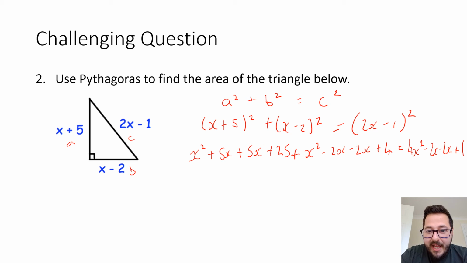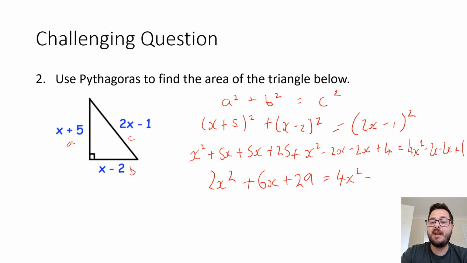So how many x squareds have I got? Well, on the left hand side, I've got 2x squareds. How many x's have I got? Well, I've got 5 plus 5 is 10. Minus 2 is 8, and minus another 2 is 6. So we've got 6x. And then the numbers, I've got 25 plus 4, which is 29. Okay, and on the right hand side, I can have 4x squared. I've got minus 2x, which is minus 4x, and I've got plus 1. Okay, I think we're doing okay so far.